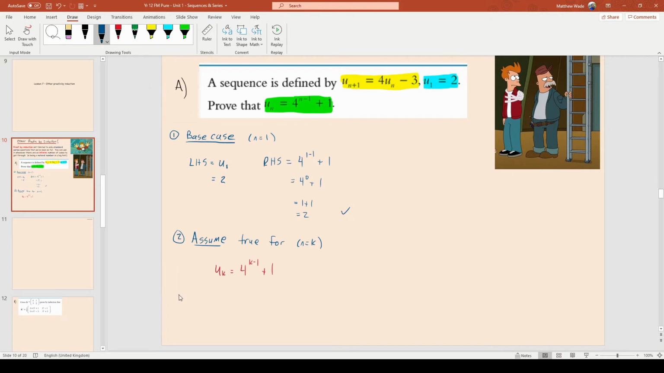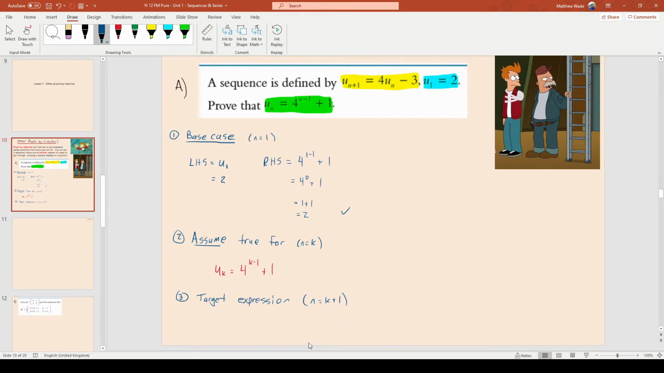So we are going to step 3. What do we do first? Well, we're going to get a target expression. The target expression is what we're going to actually try to get to, and it's going to be for n equals k plus 1.